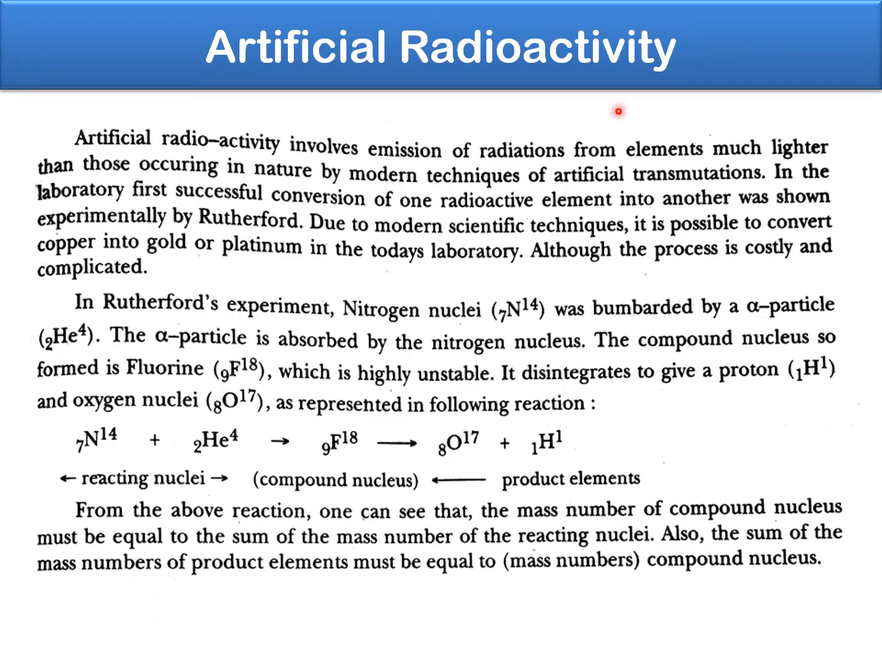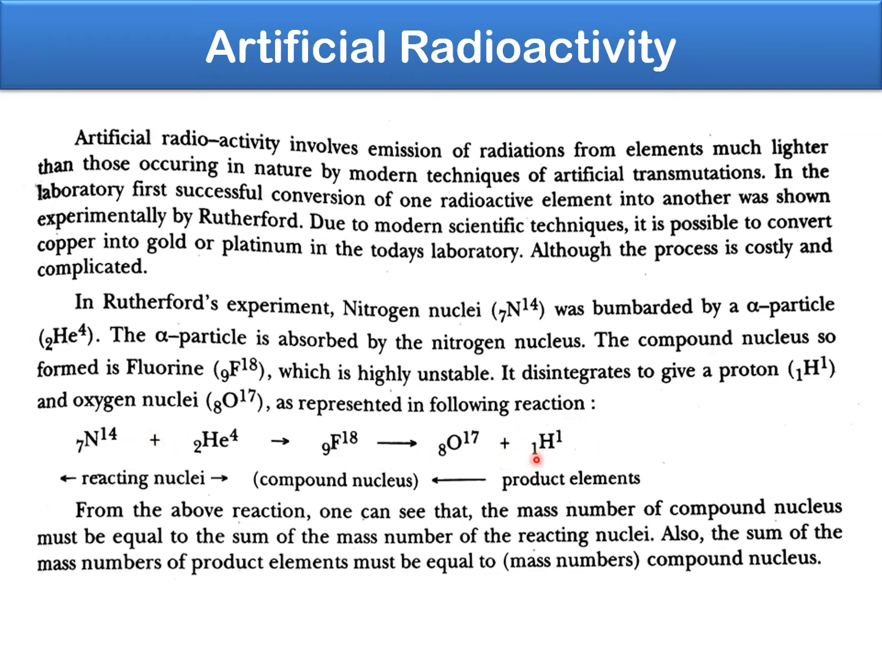Artificial radioactivity, just like in Rutherford's experiment, when nitrogen-14 is bombarded with alpha radiation, it converts into an unstable compound nucleus, fluorine, which then disintegrates, forming oxygen and hydrogen.